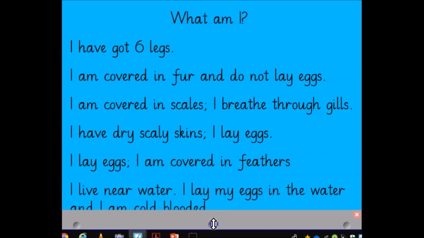Last one now. I live near water. I lay my eggs in the water and I am cold-blooded. There you go. So those animals that live near water, they lay their eggs in the water and they are cold-blooded, are known as amphibians, such as toads and frogs. So well done if you've got those right. We'll now move on to the main part of today's lesson.